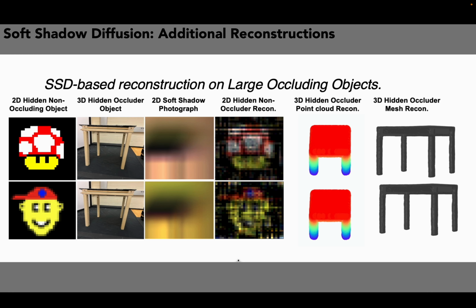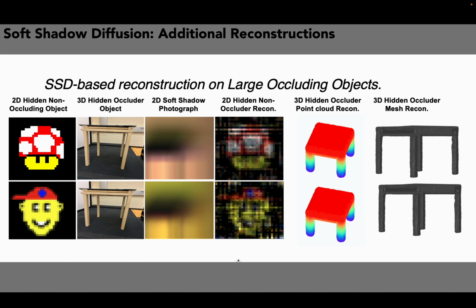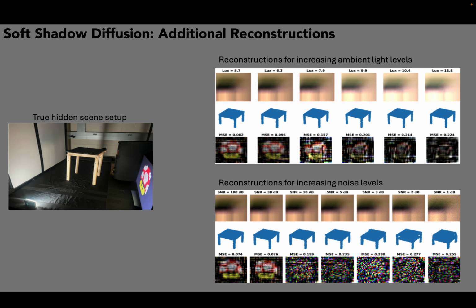Here is another result that reconstructs real-world 3D objects such as a table and a 2D image of the hidden non-light occluder. Finally, we provide qualitative results of reconstructions for increasing the ambient light levels in the hidden volume.